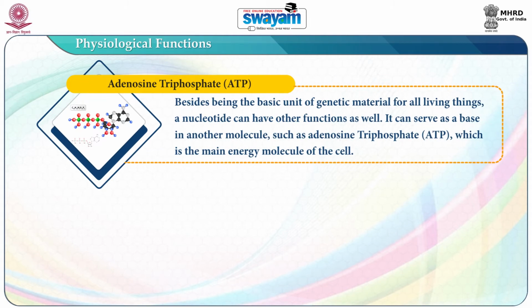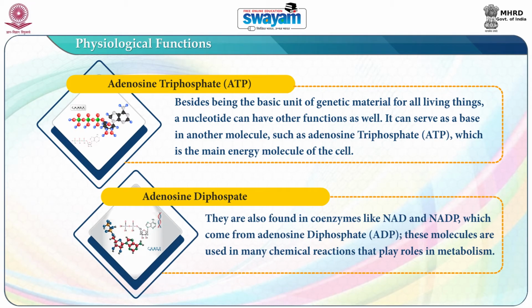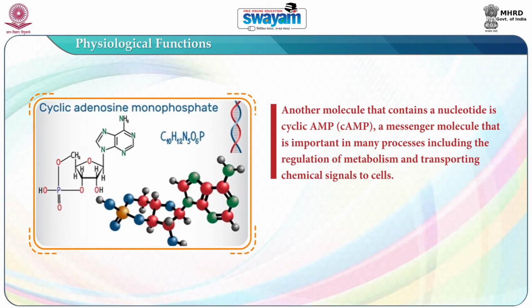Besides being the basic unit of genetic material for all living things, a nucleotide can have other functions as well. It can serve as a base in another molecule such as adenosine triphosphate, which is the main energy molecule of the cell. They are also found in coenzymes like NAD and NADP, which come from ADP. These molecules are used in many chemical reactions that play roles in metabolism. Another molecule that contains a nucleotide is cyclic AMP, which is a messenger molecule that is important in many processes, including the regulation of metabolism and transporting chemical signals to cells.